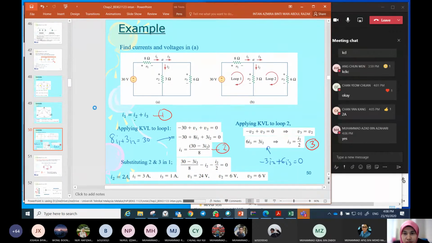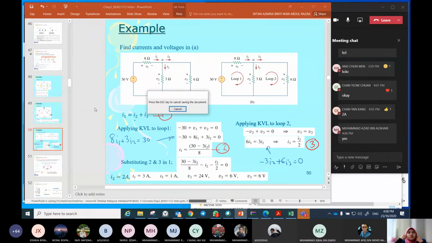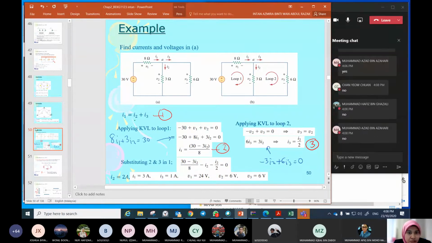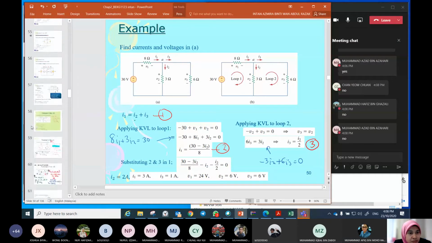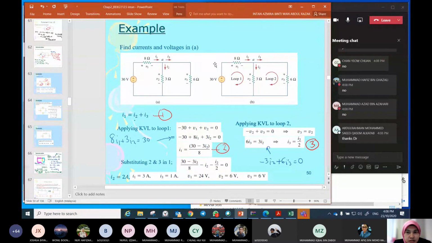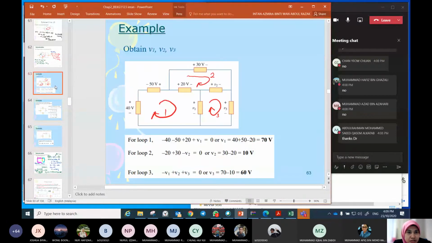Anything you want to ask about this question? If not, type no here. No, still working on it. Okay, good. So that I know that you are with me. This is KCL and KVL and Ohm's law principles. Okay. So we go to the next.